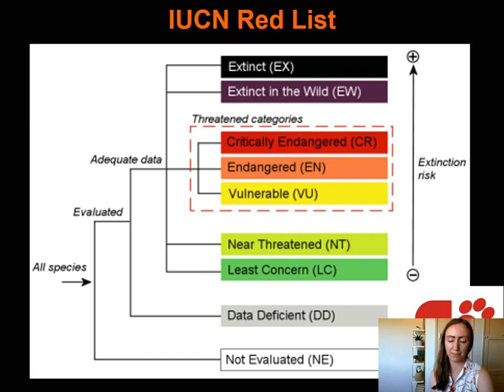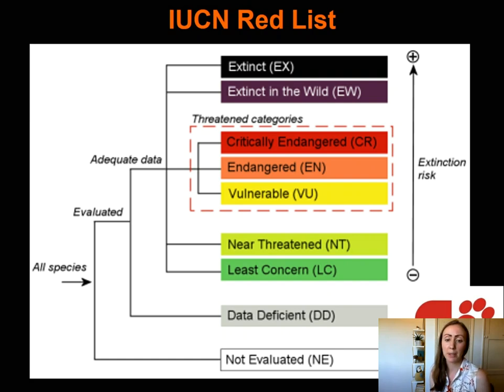Currently, more than 26,000 species are formally recognised as being threatened, so that's vulnerable, endangered or critically endangered. However, the vast majority of known species are classified either as not evaluated or data deficient. So only well-studied groups such as birds, mammals, amphibians have been fully assessed.